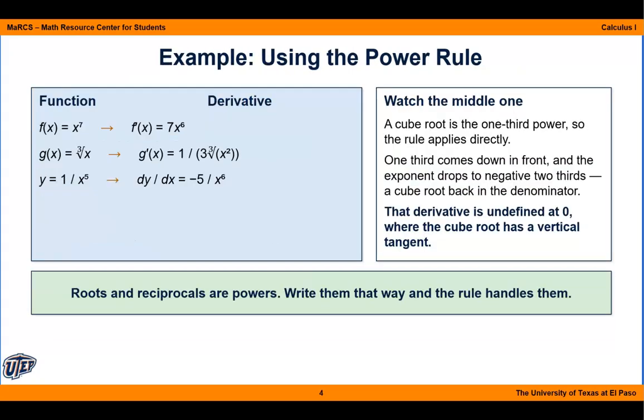Let's apply the power rule to three different forms. For f(x) equals x to the power 7, bring the 7 down and reduce the exponent by 1. This gives f'(x) is equal to 7x to the power 6.